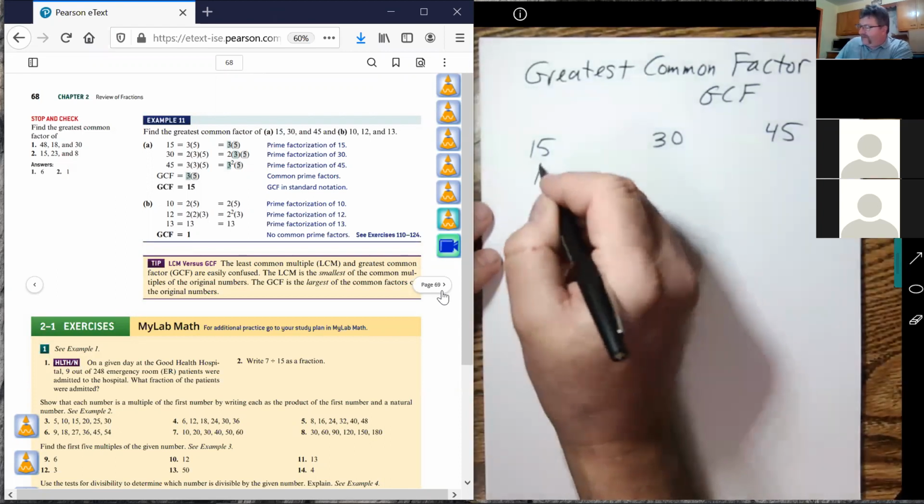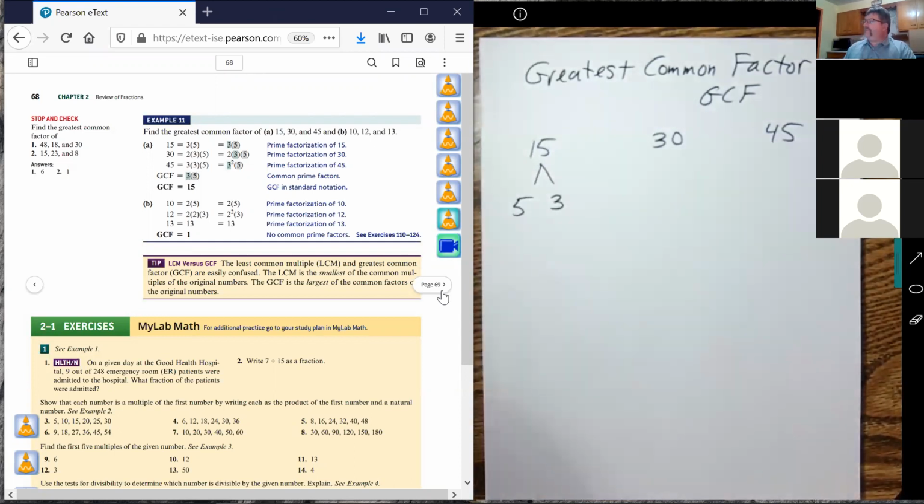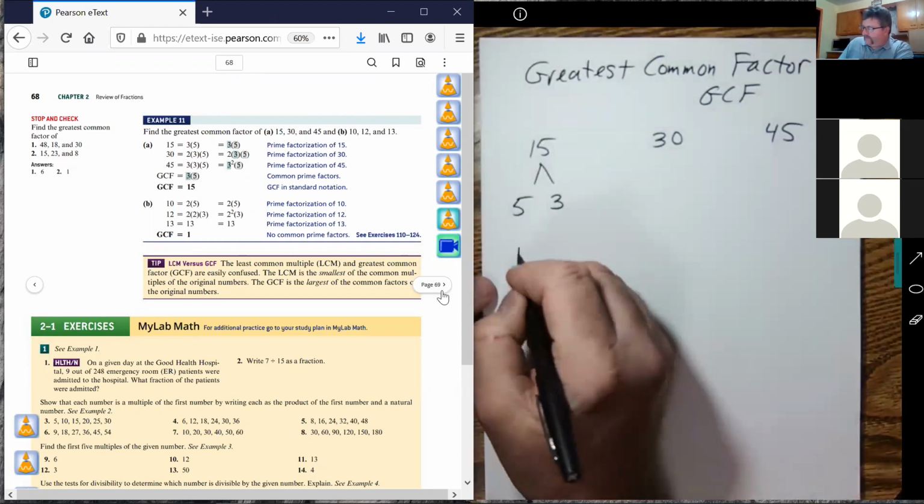All right, so to find that, again, there's a procedure. We'll factor down to prime. So 15 is 5 times 3.